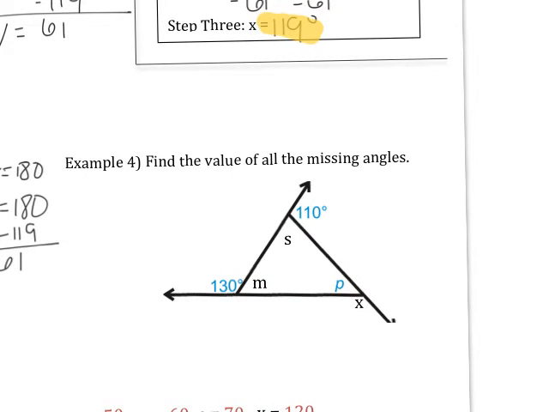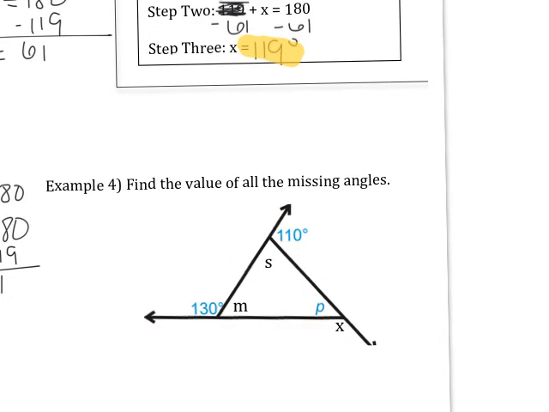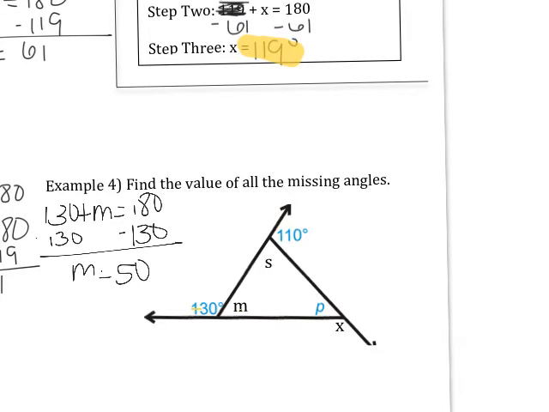All right, we want to find the value of all missing angles here. Let's see. So we have 130 with this m right here. And what's the relationship between 130 and m? They're supplementary. So 130 plus m is equal to 180. Subtract 130 from both sides, and m is equal to 50.